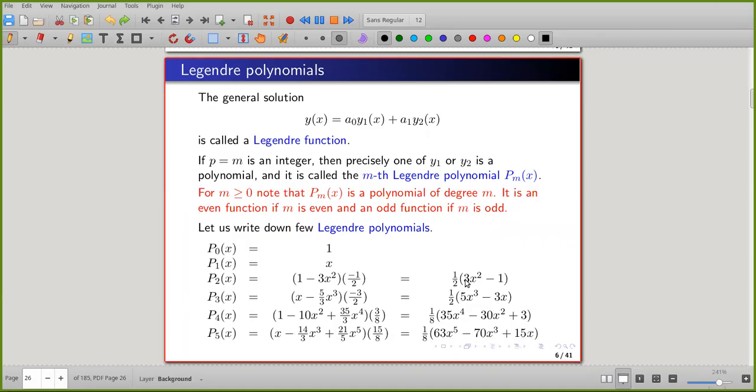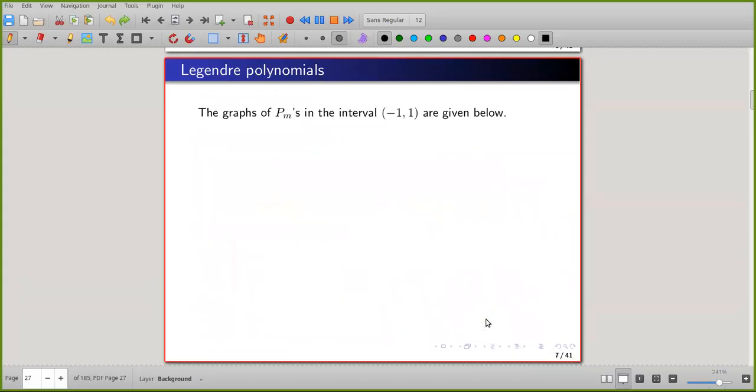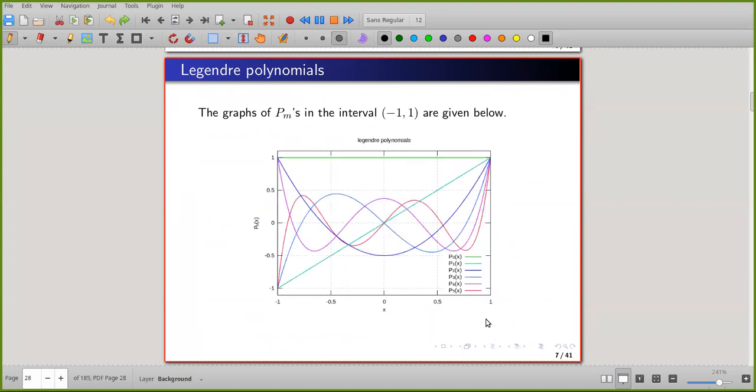Okay. Yeah, so I have written this down. You can just observe that P3 is a polynomial of degree 3 and it's odd. P4 is a polynomial of degree 4, etc. So the graphs of the Pn in the interval -1, 1 are given below. All this is not important. It's just for fun. We have a bunch of polynomials and we try to play around with them a bit.